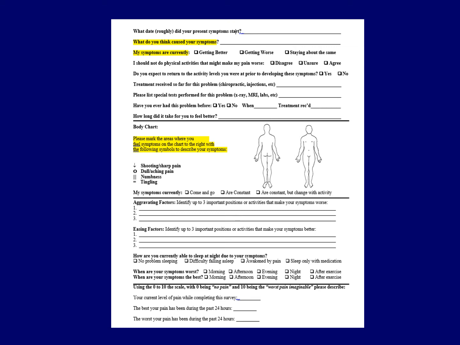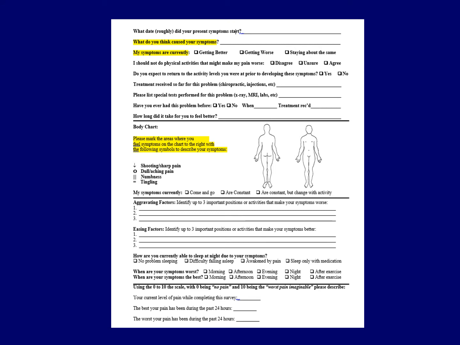And so if a patient tells you that they should not do activities that make their pain worse, if they're unsure about that or they agree with it, you can pretty much just assume that they have avoidant behavior at that particular point. And so if you didn't want to use the entire fear avoidance belief questionnaire, that one question right there is also going to help clue you in to whether the person is at risk for avoidant behavior.